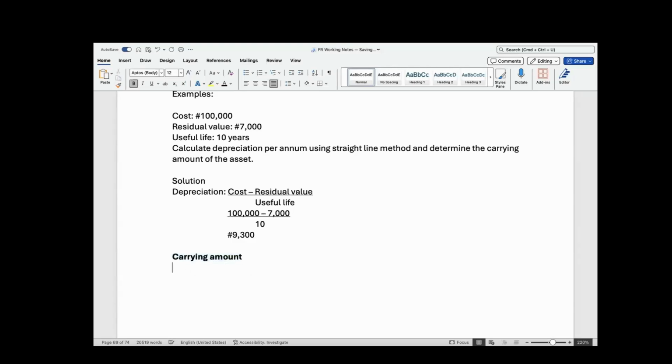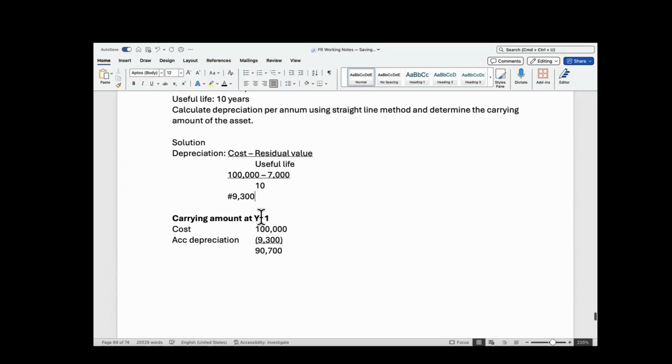My carrying amount, like I've mentioned, using the cost model, is cost, which is 100,000, minus accumulated depreciation, which in this instance is 9,300. That makes my carrying amount to be what? It's 90,700. That's my carrying amount at year one.